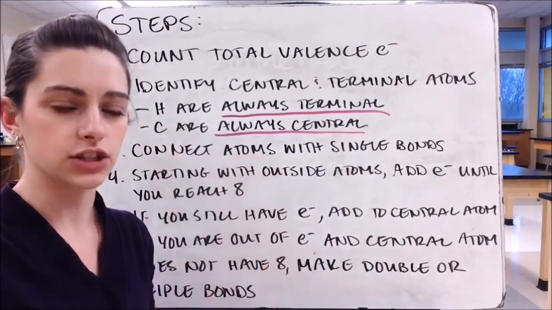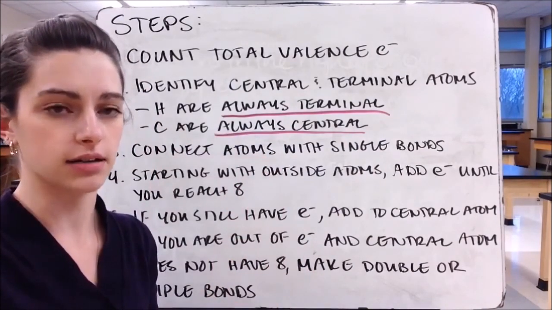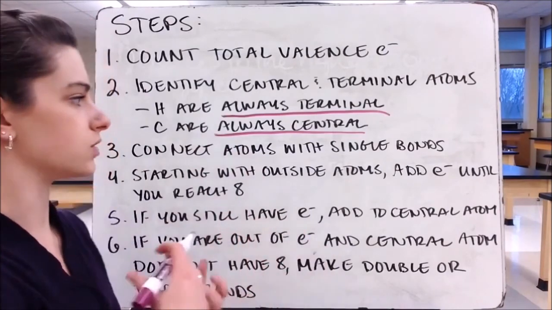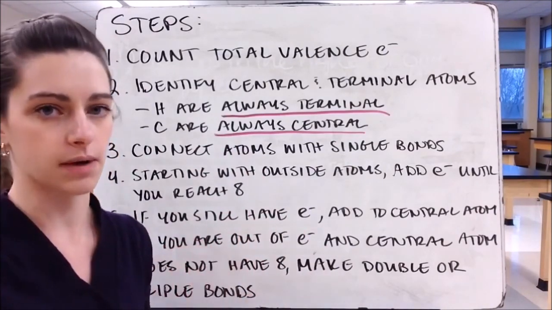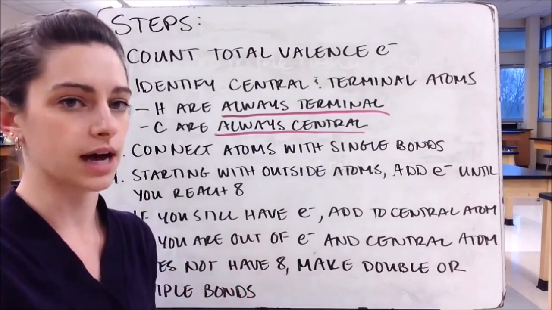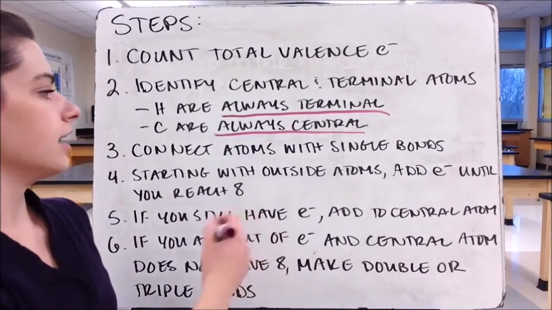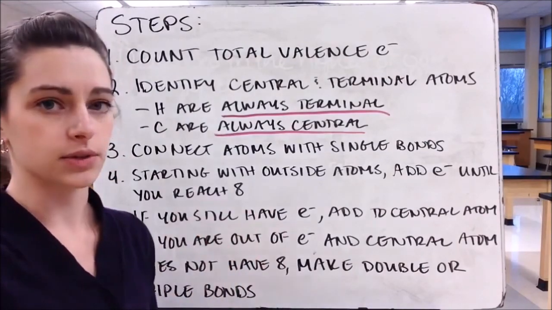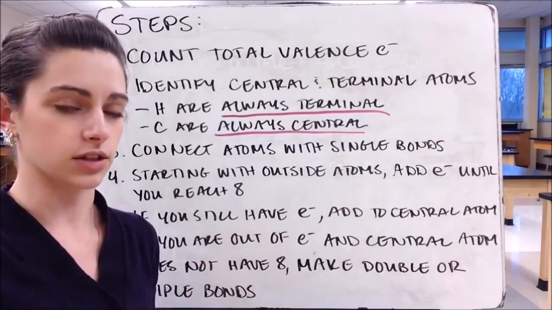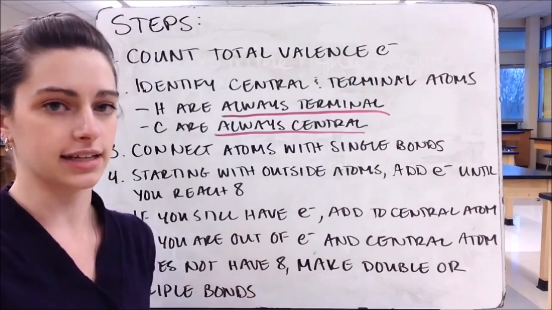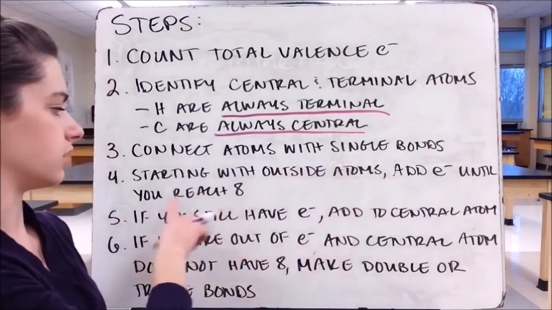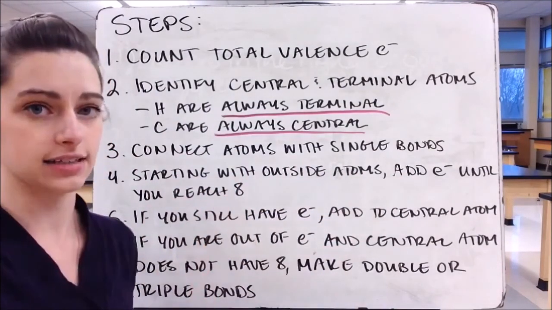Once you arrange them, then you're going to start drawing your bonds. So you're going to arrange them first, then you'll draw your bonds, you'll draw those connections, and you're going to start with just single bonds. So you'll connect your terminal to your central atoms with single bonds. You'll subtract those single bonds from your total number of valence electrons, and then using your extra valence electrons you have, you'll start completing the octets. You'll start with the outside atoms, and you're going to add electrons until each atom has 8.